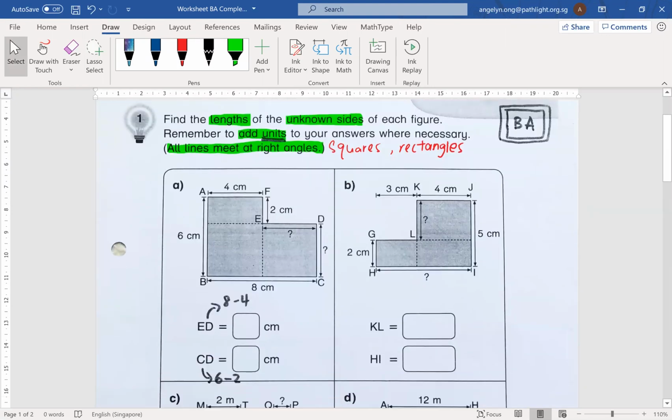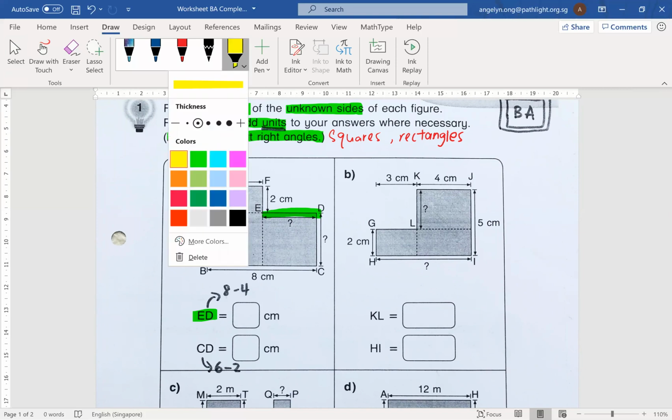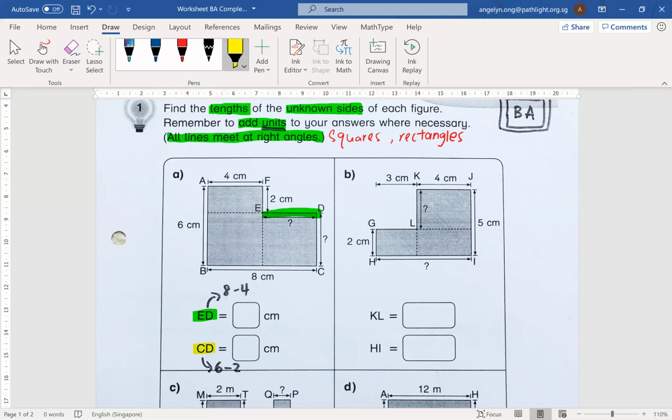Okay, let's take a look at 1A. Now, we need to find two things in question 1A. First, we need to find the length of ED. I'm going to highlight ED, it is over here, this one here. And we need to find CD. CD is this one over here. Okay, let's do ED first.